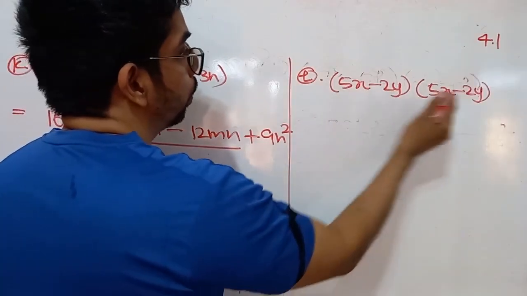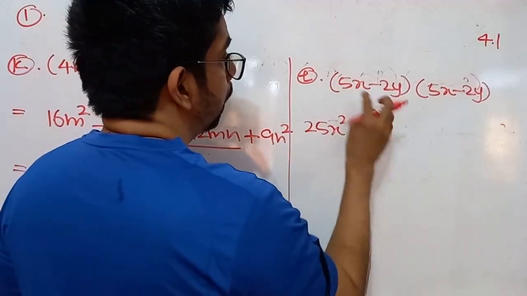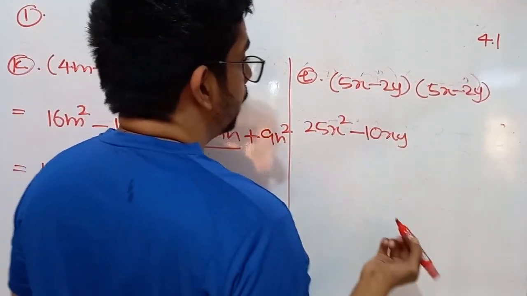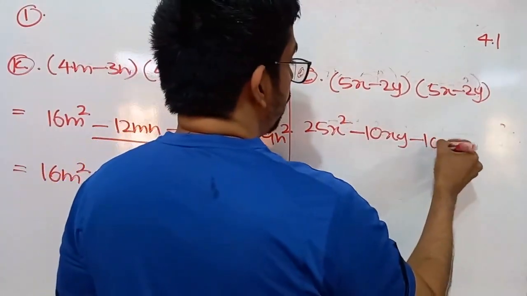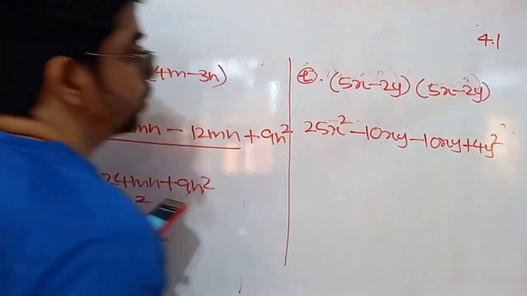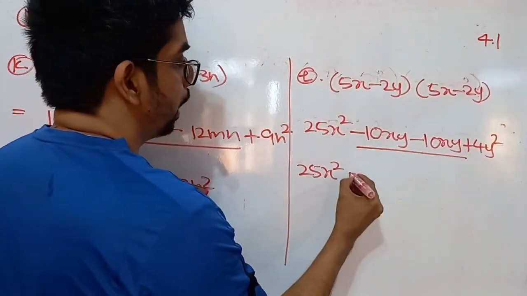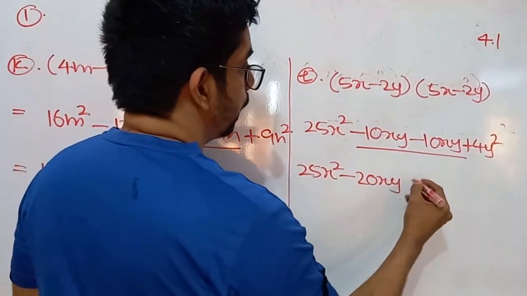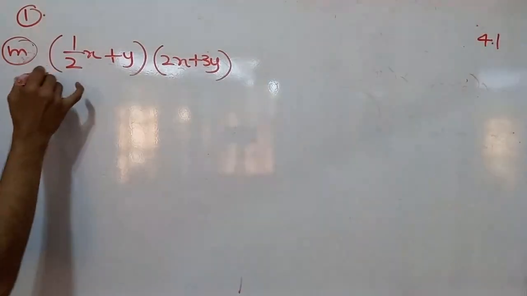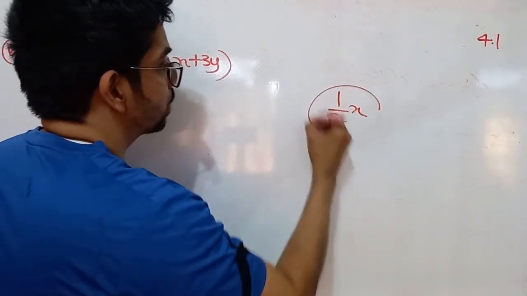Right? So here we have what? 25x squared. Then 5 times 2, that is 10xy. Negative 10xy. Again we have negative 10xy. Then 4y squared. So here these two are what? Like terms. So 25x squared negative 20xy plus 4y squared. So that is the answer. Right? So we write this half x as what?